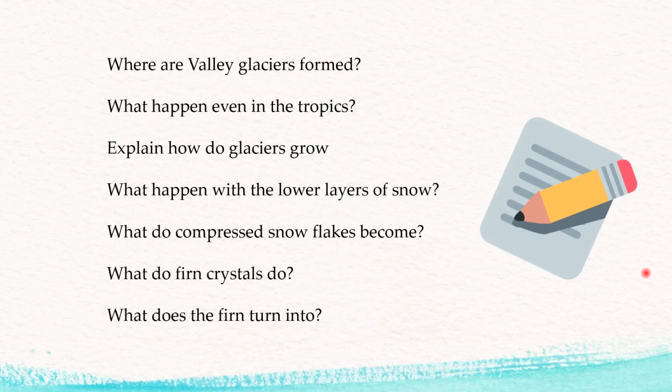Where are valley glaciers formed? What happened even in the tropics? Explain how glaciers grow. What happened with the lower layers of snow? What do compressed snowflakes become? What do firn crystals do? What does the firn turn into?